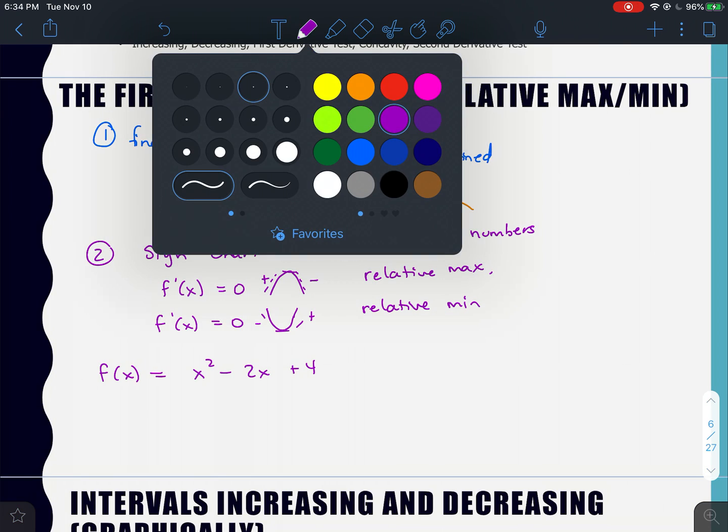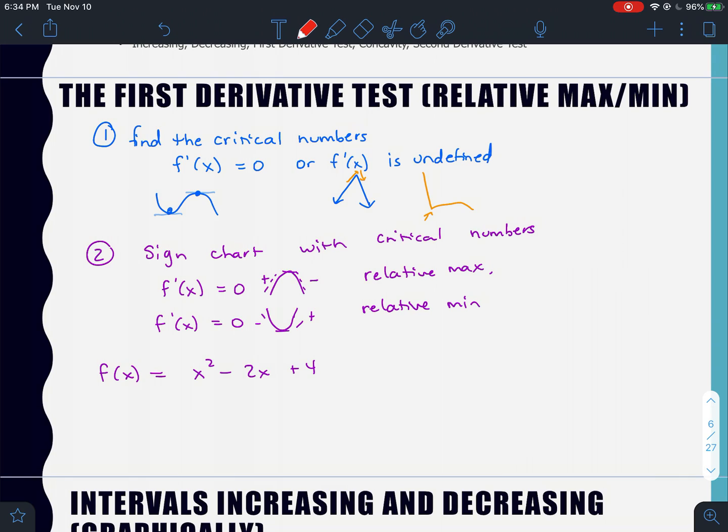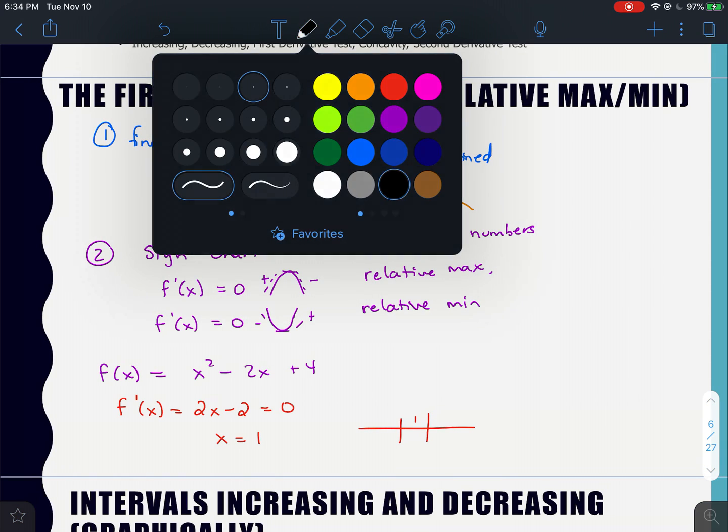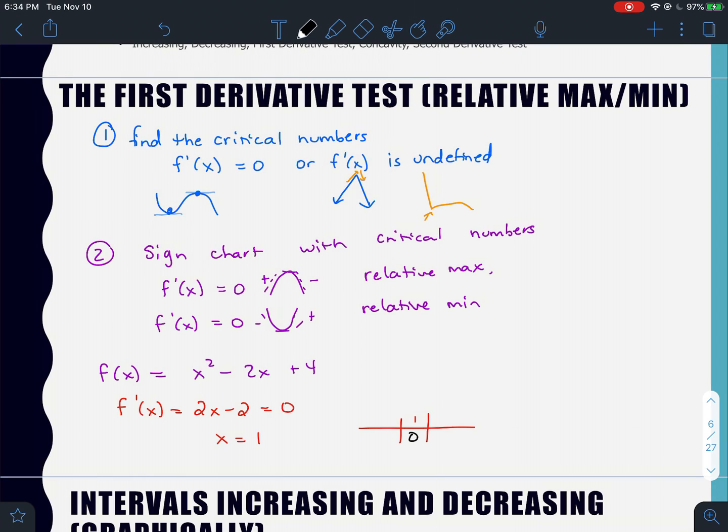So for instance, we can just look at a parabola really quick. If f of x equals x squared minus 2x plus 4, and we want to find the relative extrema on that function, first you would figure out where the derivative is equal to 0. So the derivative is 2x minus 2. Set that equal to 0 and solve, and you would get x equals 1. So that would be my critical number. And now you put that in a sign chart. So we know that the derivative is 0 at 1. This is the x value, this is the derivative value.